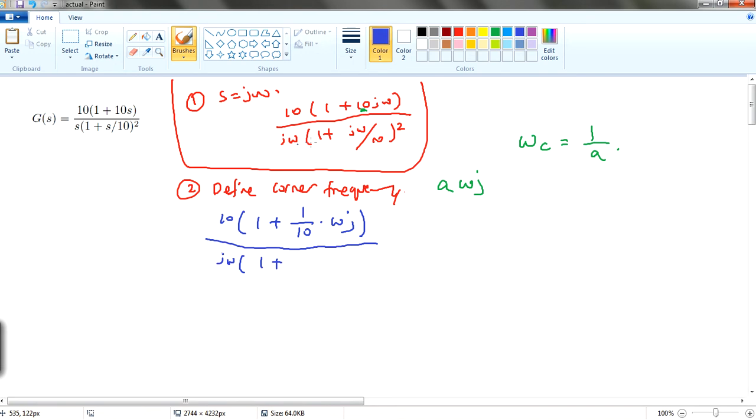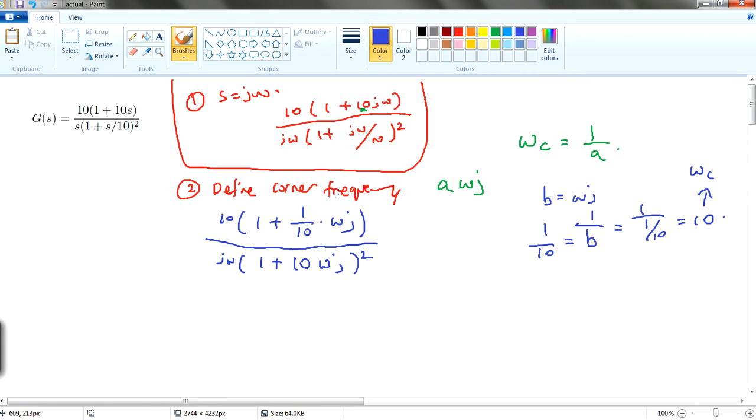So likewise, if I were to continue, in this case the coefficient is actually 1 over 10, right? So now maybe b is equals to omega j. So b is 1 over 10. 1 over 10 is actually equals to b. So 1 over b is actually 1 over 1 over 10, which is equals to 10. So the corner frequency of this pole in this case is actually 10, right? So 10 omega j square. Alright, so we have defined the corner frequency.